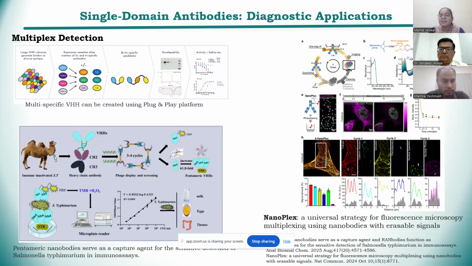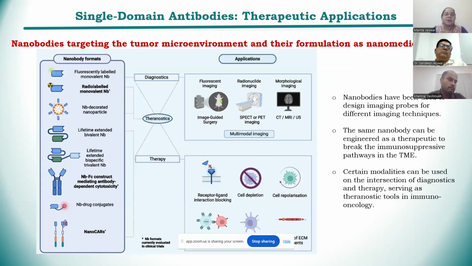And the platform is very versatile, because in that case you don't need high end instruments in every lab. You just need secondary antibodies to cancel the signals. And nanobodies are also a target for the tumor environment. They can be used to design imaging probes for different imaging techniques like PET or SPECT imaging, MRI or CT scans. There are some nanobodies which can be used as a diagnostic.